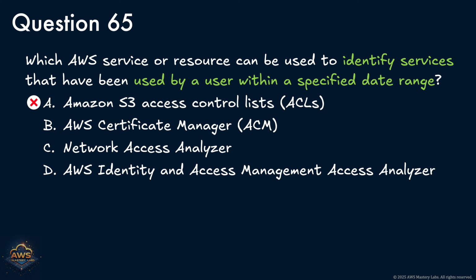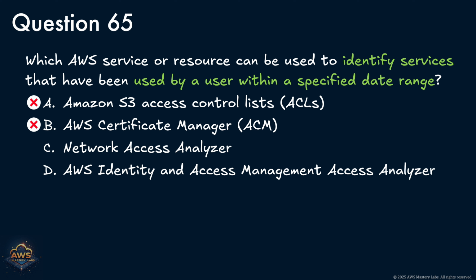Option A, Amazon S3 Access Control Lists, ACLs. S3 ACLs are used to manage permissions for S3 objects and buckets. They define who is allowed to access S3 resources, for example, granting read or write permissions to specific AWS accounts or users. However, ACLs do not log activity or usage history, nor can they show usage within a date range. Incorrect because ACLs manage access permissions, not usage history or activity tracking.